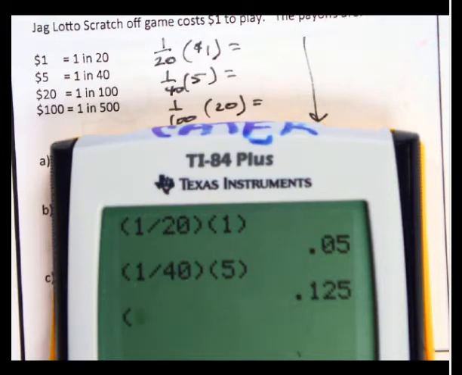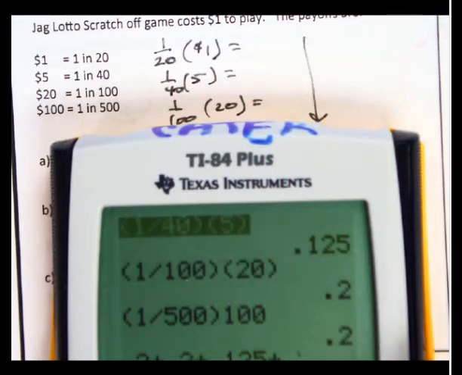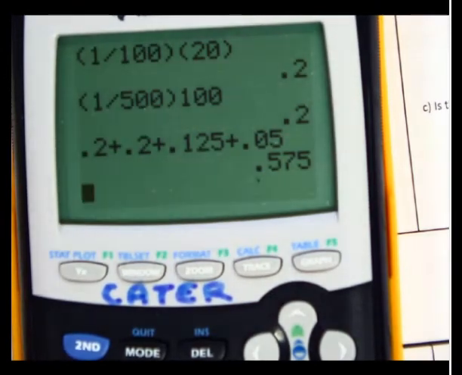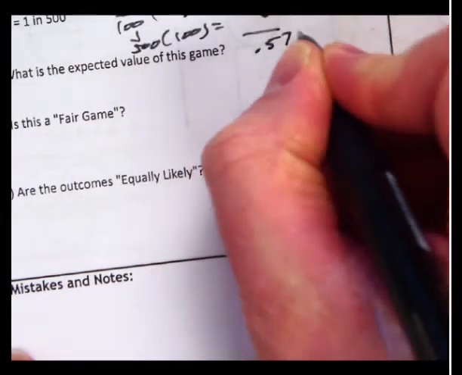Then I keep going down my list, and I have a 1 in 100 chance of winning $20. And then I have a 1 in 500 chance of winning $100. And so there are my numbers. So I have to add up 0.2 plus 0.2 plus 0.125 plus, and my first answer was that 0.05. So I add all those together, and all my expected values total 0.575, which means that my total expected value is 57.5 cents.